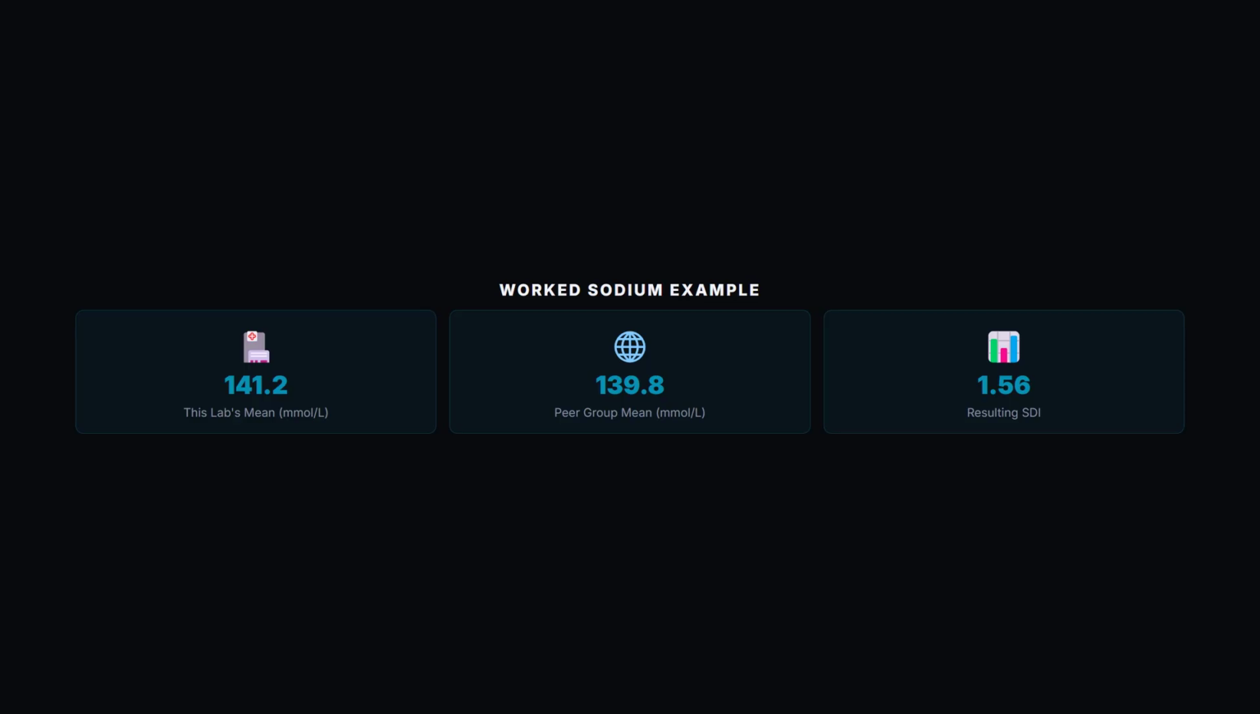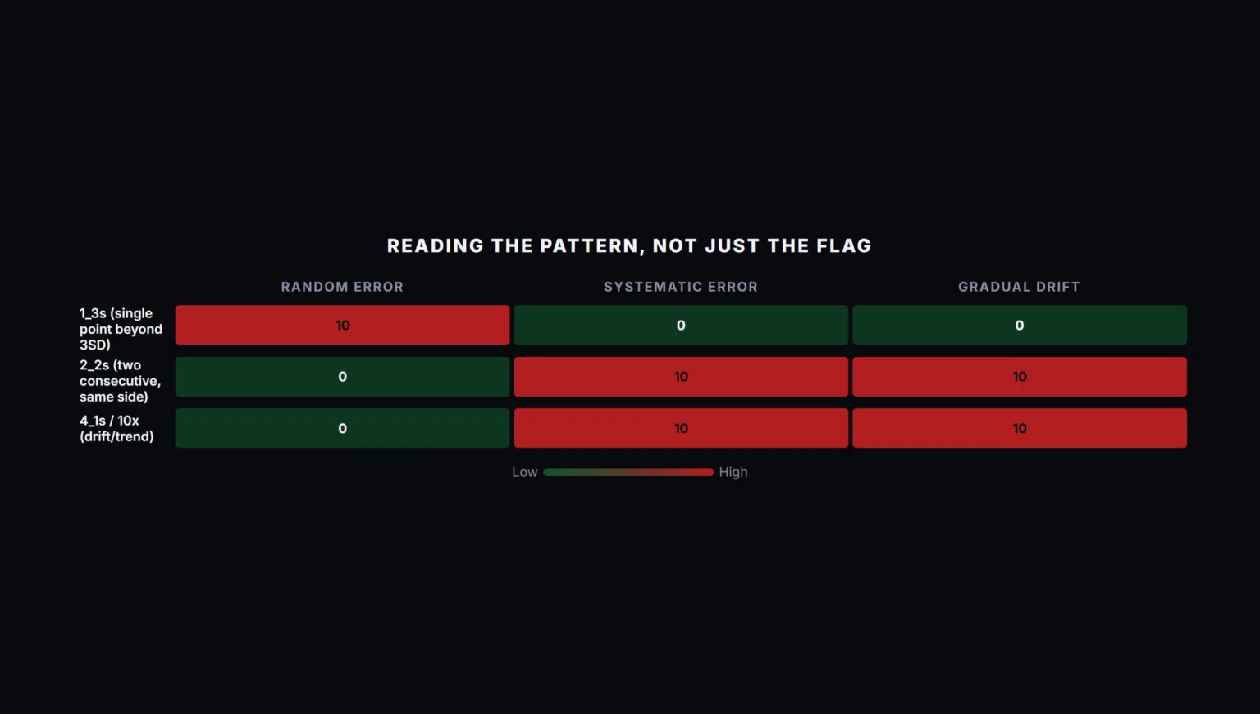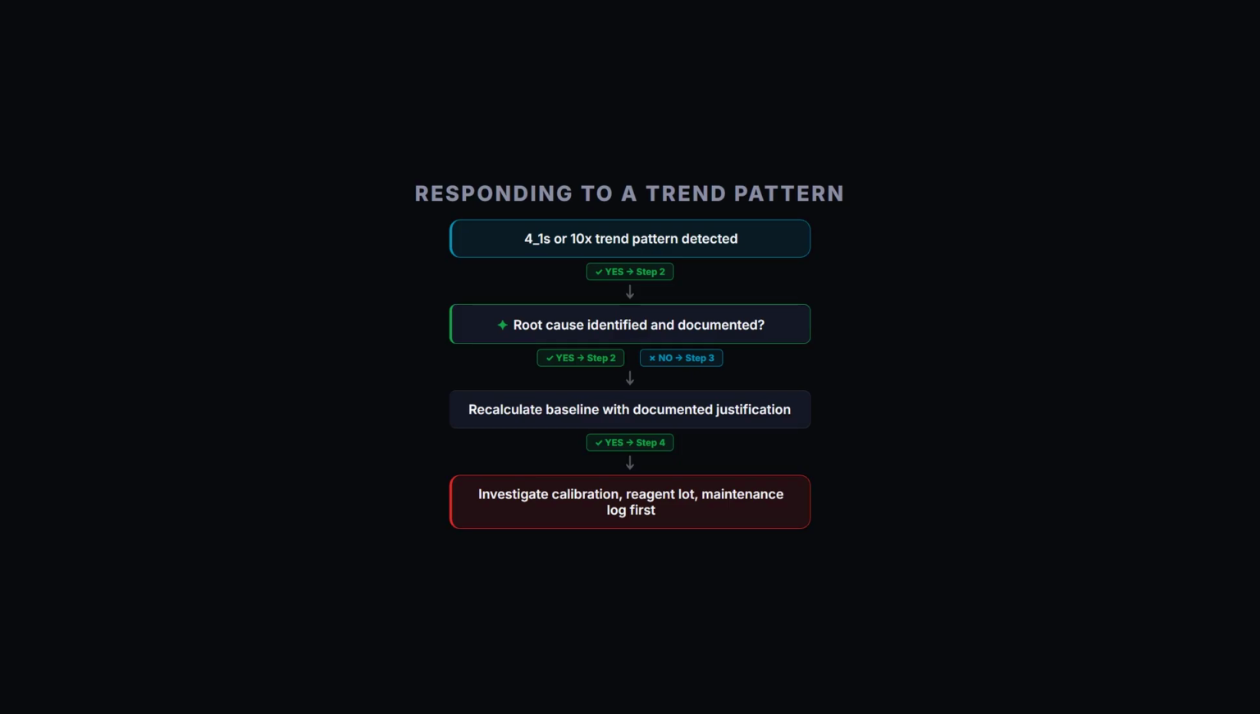SDI answers, how different from peers, but it doesn't by itself answer, is this getting worse? For that, Westgard's own multi-rule framework remains the frontline tool. Specific rule violation patterns point towards specific underlying causes, which is exactly what turns an alarm into an actionable next step. That drift pattern distinction is exactly why 4_1s and 10x violations are the ones most often mistaken for a legitimate reason to simply reset the mean. They look like a genuine trend, and sometimes they are one, but the correct first response is still root cause investigation, never an immediate recalculation.